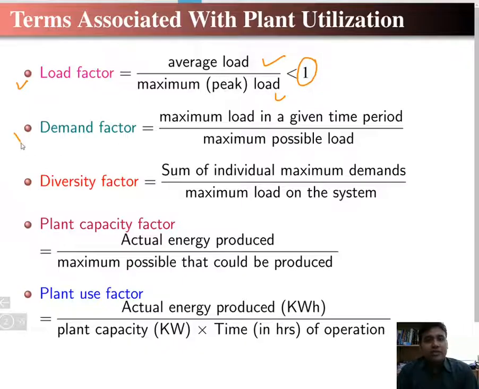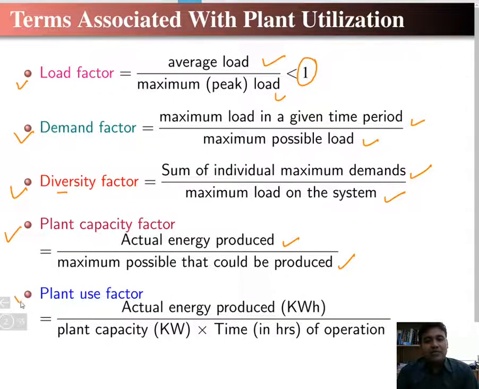Then we have the demand factor, which is the ratio of maximum load in a given time period by maximum possible load. Third, we have diversity factor, that is sum of individual maximum demands on a power plant divided by maximum load on the system. Next, we have plant capacity factor, that is actual energy produced by maximum possible energy that could be produced.